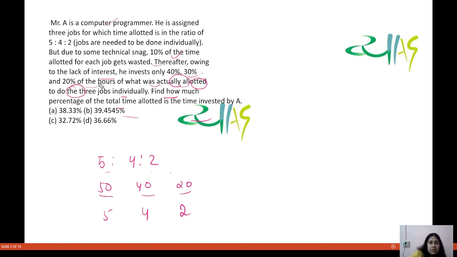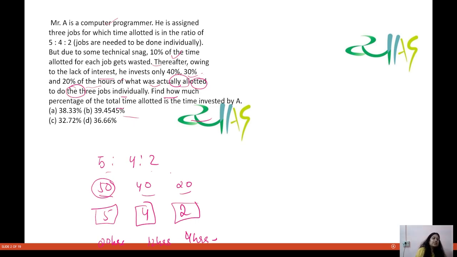Thereafter, owing to the lack of interest, he invests only 40%, 30%, and 20% of what was actually allotted. So this much time is wasted. 40% means here he is allotting 20 hours. 30% means here he is allotting 12 hours, and 20% means here he is allotting 4 hours.